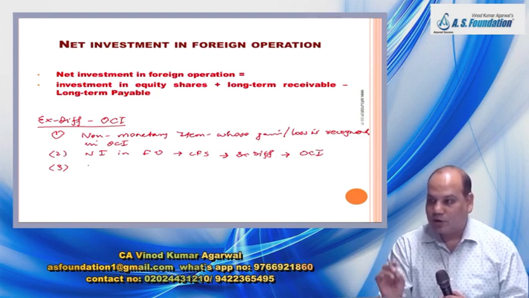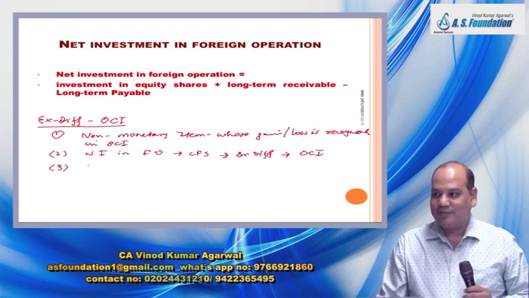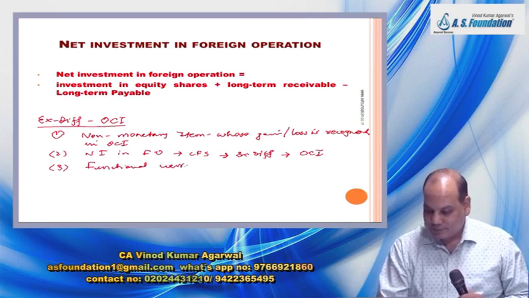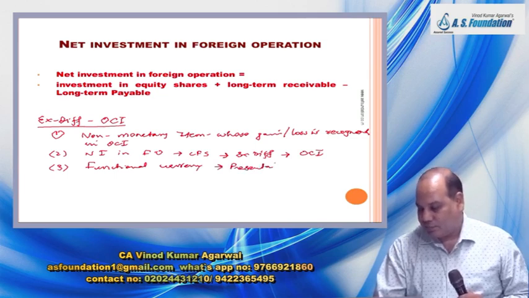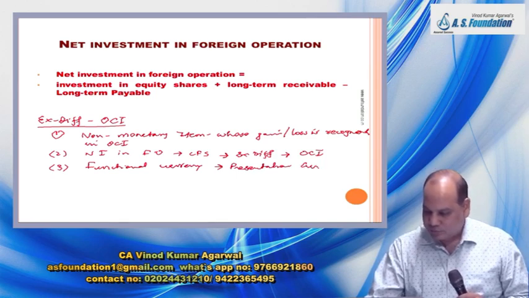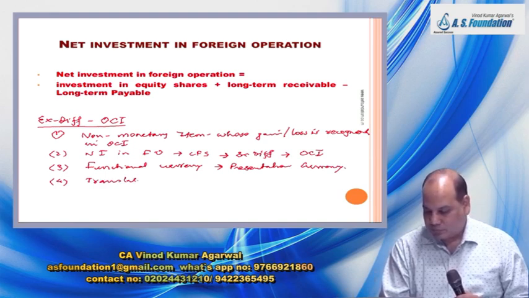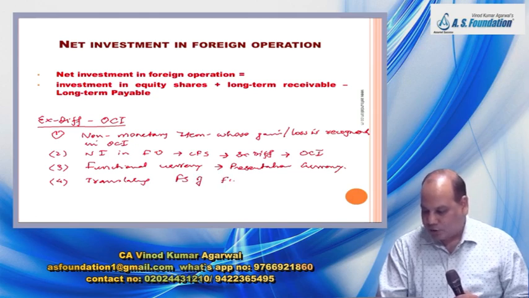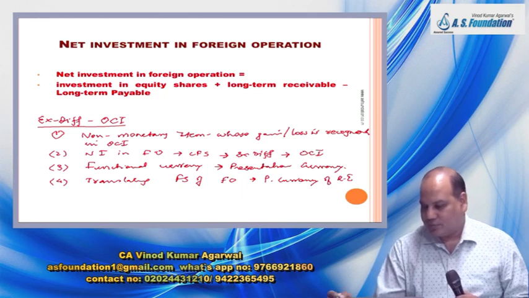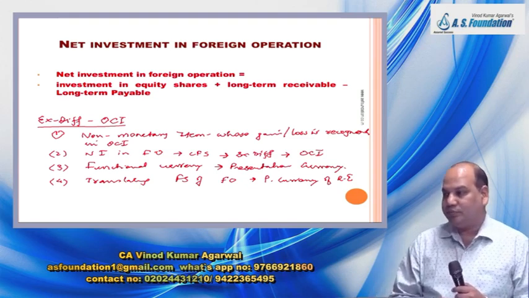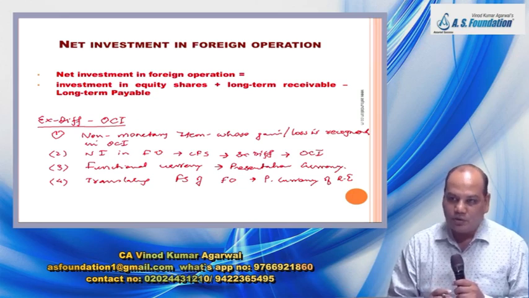Actuarial gain or loss? No, we are talking about only foreign exchange related. Actuarial gain or loss later. Functional currency to presentation currency. Correct. Then if there is a difference, that goes to OCI. Then translating financial statement of foreign operation into the presentation currency of reporting entity. Is it right? Any other situation? We have covered everything. These are the situations when we transfer the exchange difference to OCI. In other cases, it is transferred to profit and loss.